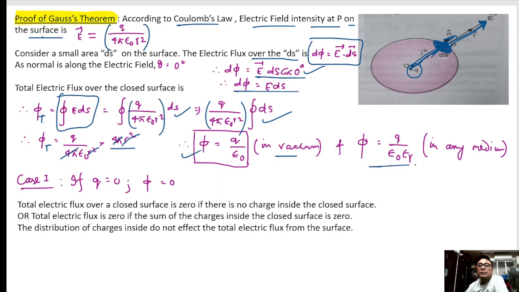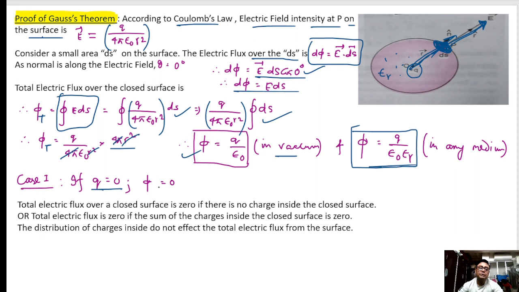And in any other medium, if there was something inside this of relative permittivity ER, then this would have been the flux. So this is the proof of Gauss's theorem, that through a closed surface carrying a charge q, the flux coming out will be q by epsilon o.